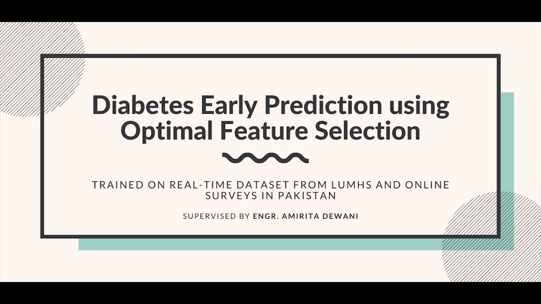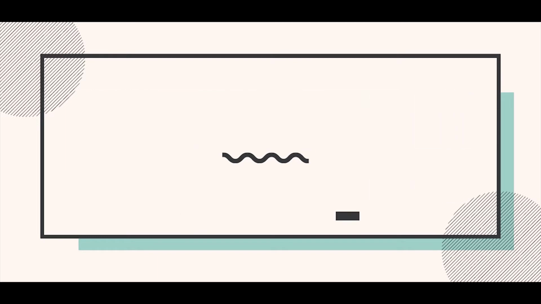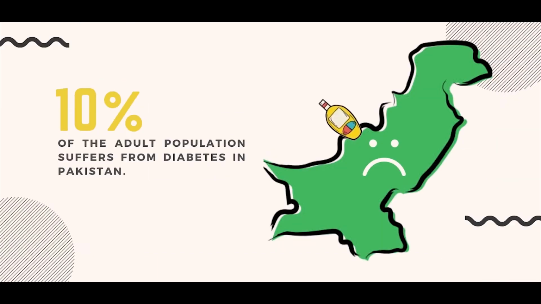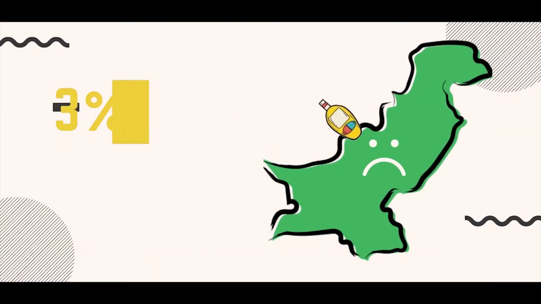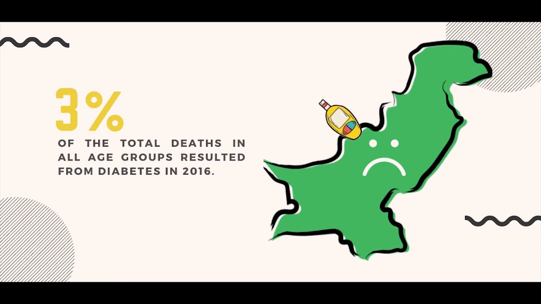The key part of this project is that we are making use of optimal feature selection. More on that in a bit. But why this project? 10% of the adult population suffers from diabetes. According to WHO, in 2016, 3% of the total deaths in all age groups resulted from diabetes.